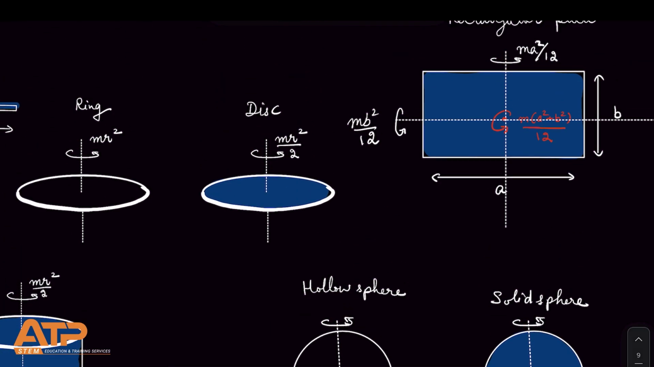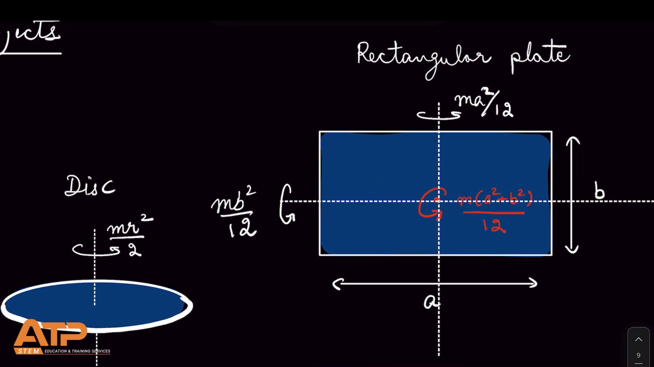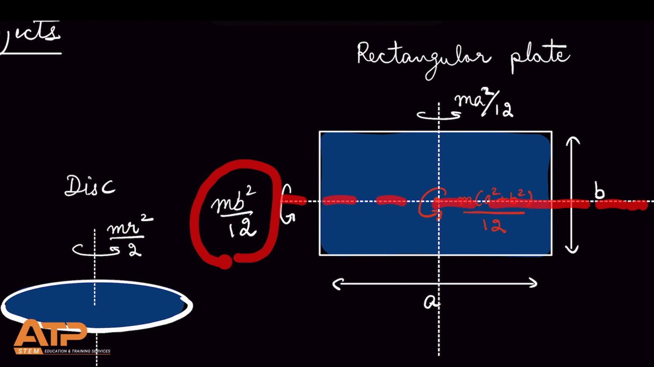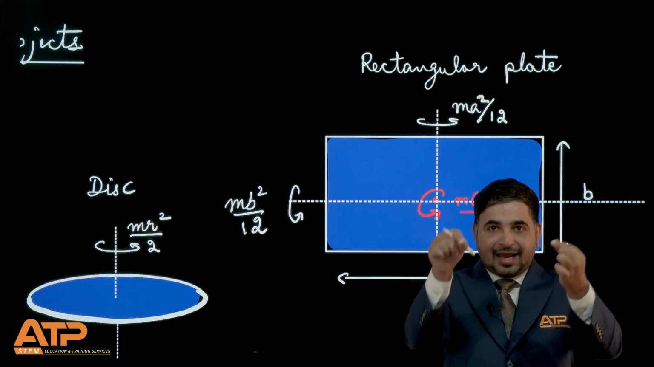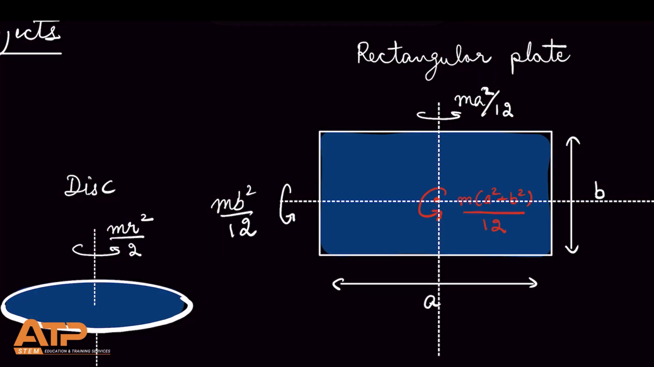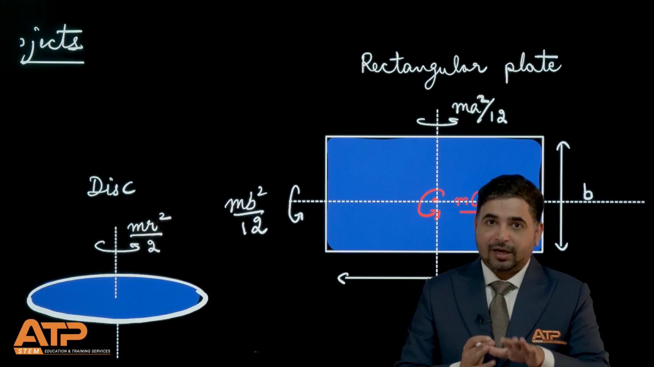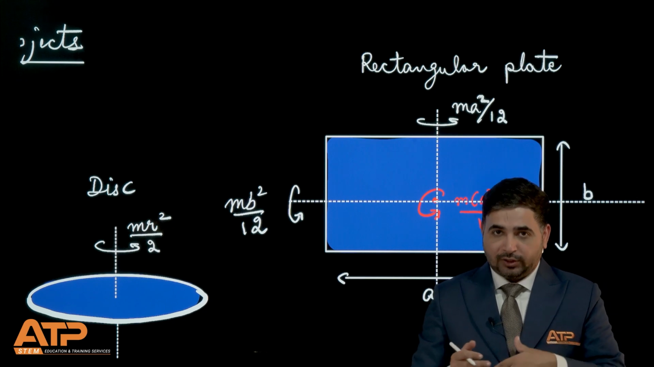And lastly, a rectangular plate. In this rectangular plate, if there is an axis which is vertically like this, moment of inertia will be ma square by 12, where a is this side. If the axis is this way, then it's mb square by 12, where b is this side. And if your axis is passing through the intersection of diagonals and your rectangle is rotating about that, it's going to be m(a square plus b square) by 12. You can generate this result by perpendicular axis theorem as well, which is coming up next.